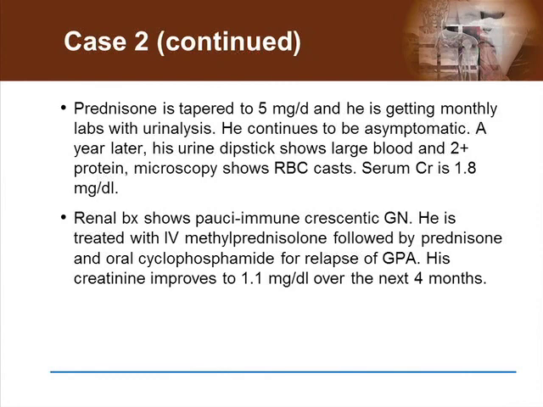So in this case, the prednisone is tapered down to 5 milligrams per day, and he continues on methotrexate. He's continuing to get monthly labs with urinalysis and continues to be asymptomatic. A year later, his urine shows large blood and 2+ protein, and his urine microscopy shows RBC casts. His serum creatinine has now risen to 1.8 milligrams per deciliter. A kidney biopsy shows pauci-immune GN, and he is started on treatment with IV methylprednisolone followed by high-dose oral prednisone and oral cyclophosphamide for relapse of GPA. With this treatment, his creatinine improves to 1.1 over the next 4 months.